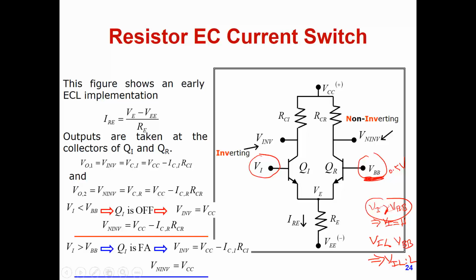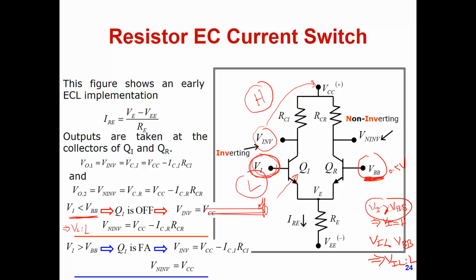Now, notice that if V input is less than VBB, which means V input is considered to be low, then you will see that the transistor here will be in the off state. If it is in the off state, this will be connected to VCC and it will be high. And what is Vn? It is the inverted output of this one. So the input is low and the output is considered to be high. It turned out ECL has two outputs: the output and the non-inverted output.